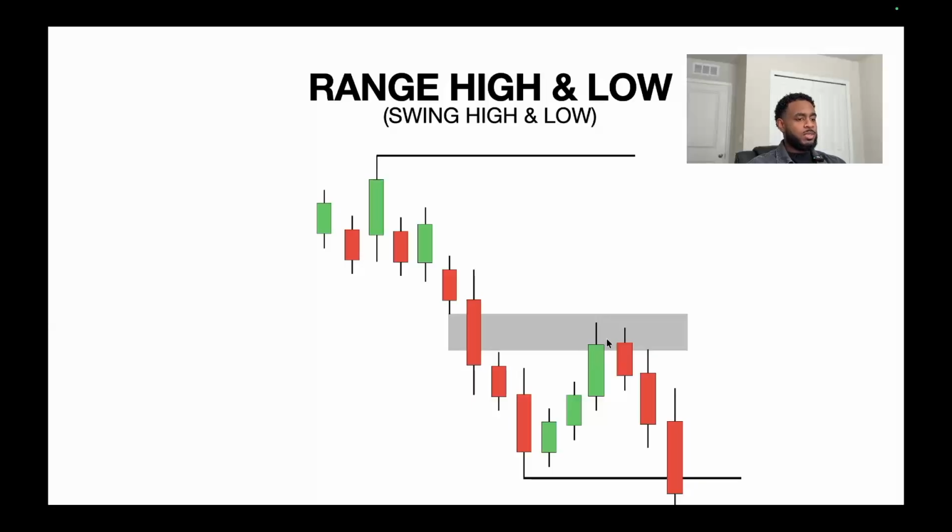Our entry would be somewhere in here, right? Right when it fills, this is where we would put our entry, and our take profit down here.